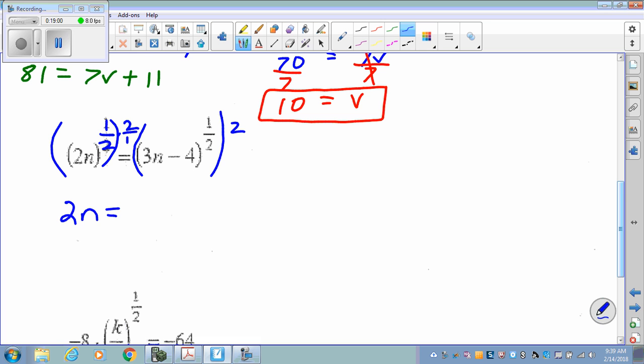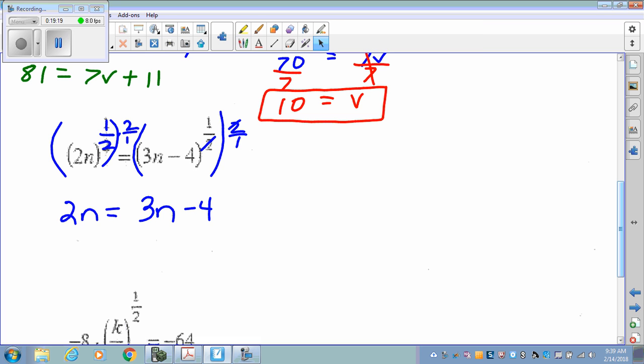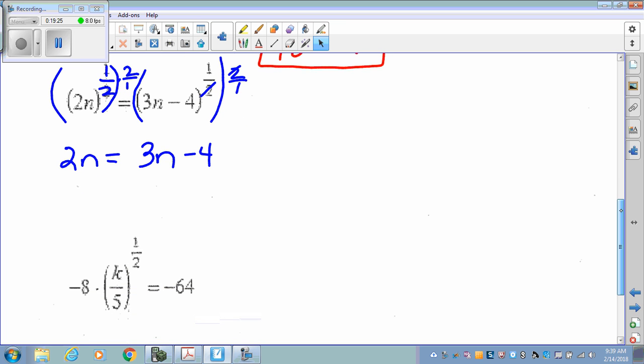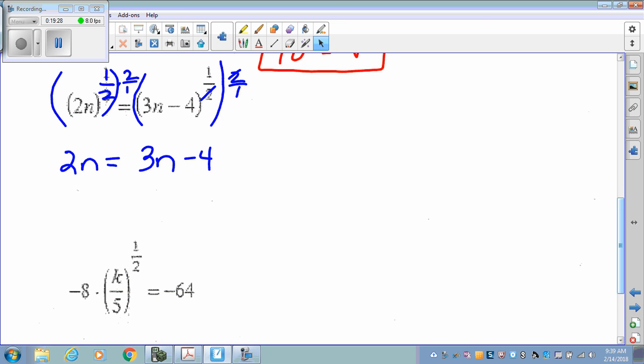So then I go here, and I've got a power of a power, so I multiply these together. That's 2 over 1. So the 2's cross out, and I've got something to the first power is just that something. Okay? So I got rid of the exponents by squaring both sides.